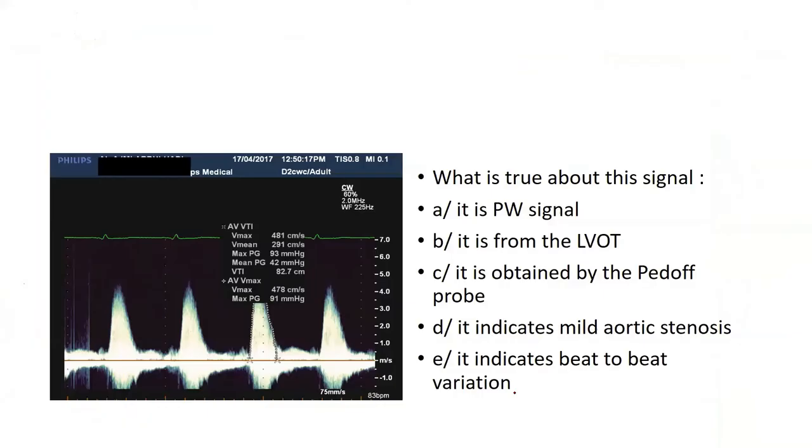Great. Now, what is true about this signal? It is a PW signal. It is from the LVOT. It is obtained by the pedoff probe. It indicates mild aortic stenosis. It indicates beat to beat variation. Aortic stenosis. Good. Aortic stenosis, from suprasternal view. Suprasternal, okay.